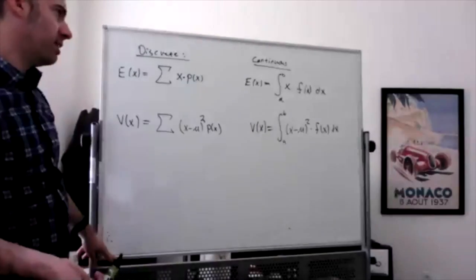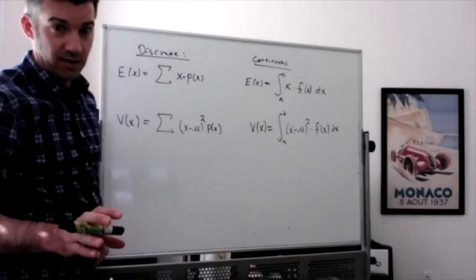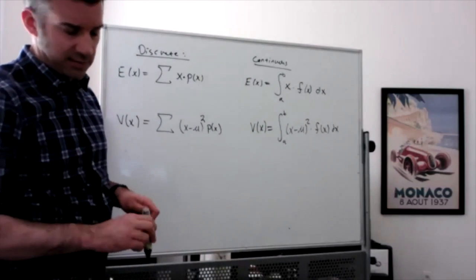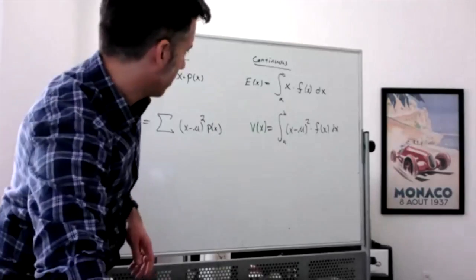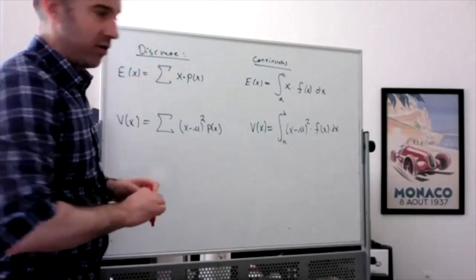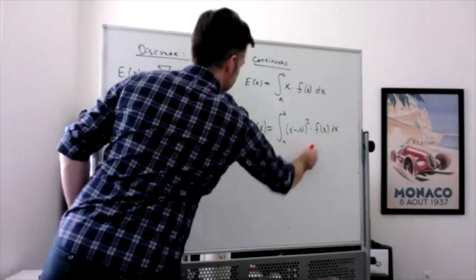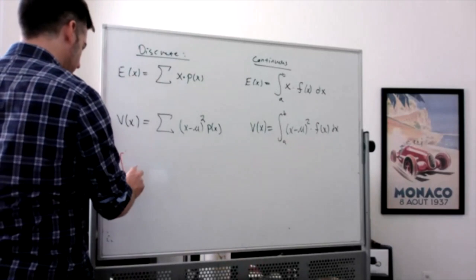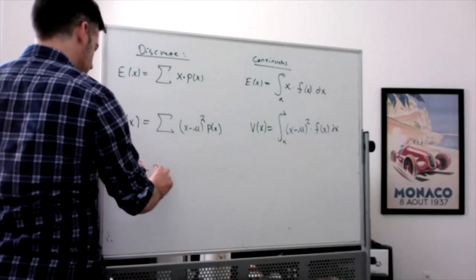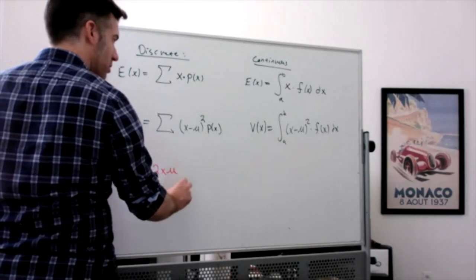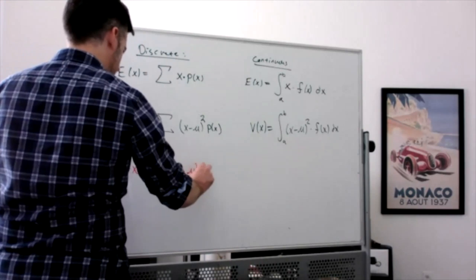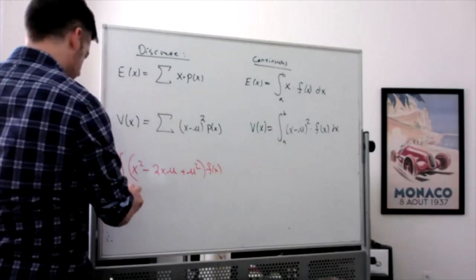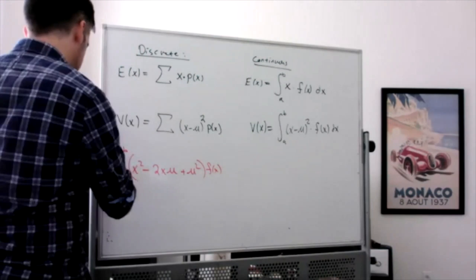So let me show you the better way. This is kind of slick. So watch for a minute, because your teacher hopefully showed you this, but if they didn't, I think it's worth noting. There's an alternate formula, and here's how you get there. I'm going to take this and multiply it out. So I get the integral of x squared minus 2x times mu plus mu squared, all times f of x. And again, this is the variance.